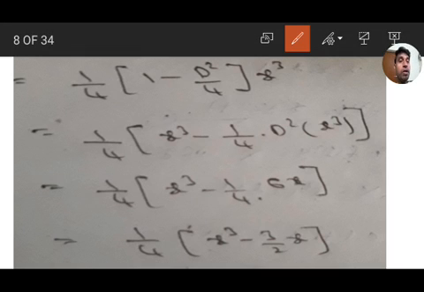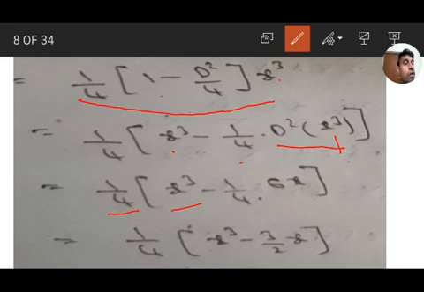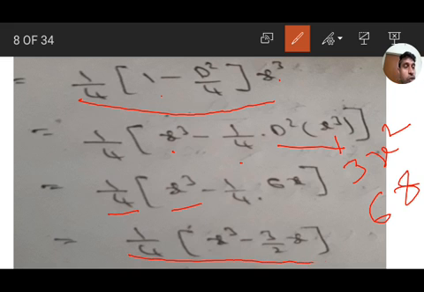So 1 by 4, (1 minus d square by 4) x cube. Multiplying, 1 by 4 into x cube, and 1 by 4 coefficient d square of x cube. Next, 1 by 4 x cube as it is, minus 1 by 4 d square of x cube, the second derivative. First derivative is 3x square, second derivative is 6x. 3 by 2 x, we get 1 by 4 x cube minus 3 by 2 x.